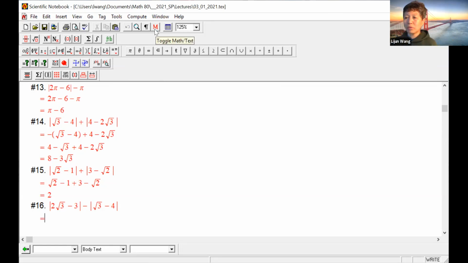2 times radical 3. Is it larger than 3 or is it smaller than 3? That's the question, right? But root 3, what is it? 2 times root 3. How do we figure this out without a calculator?